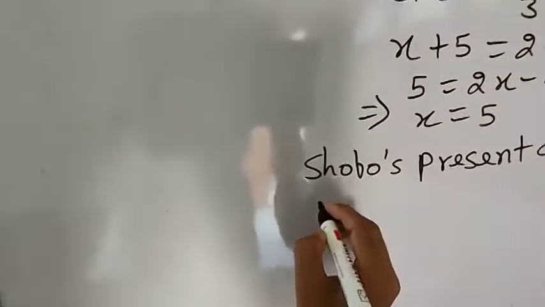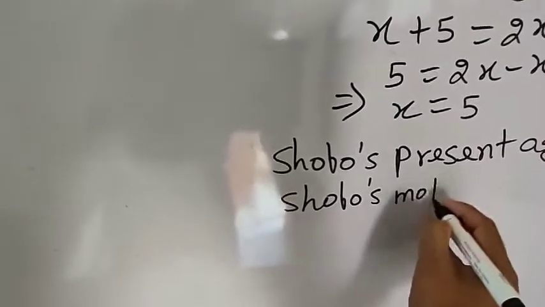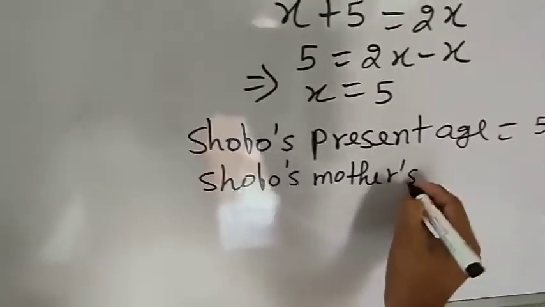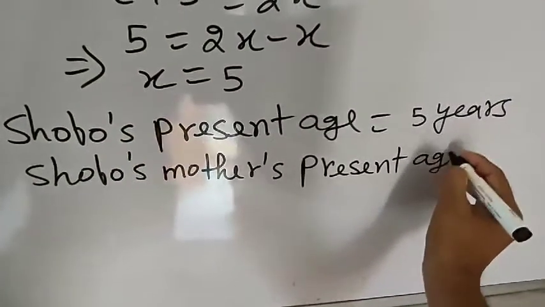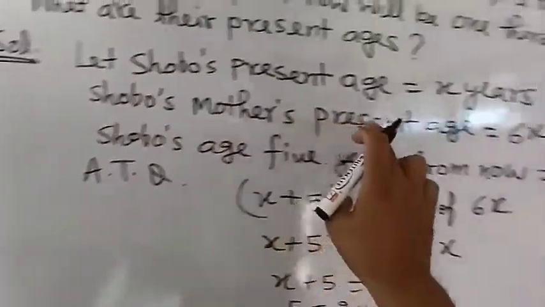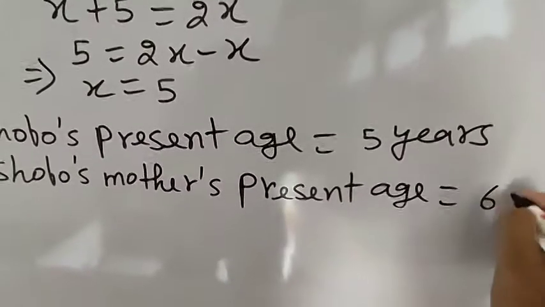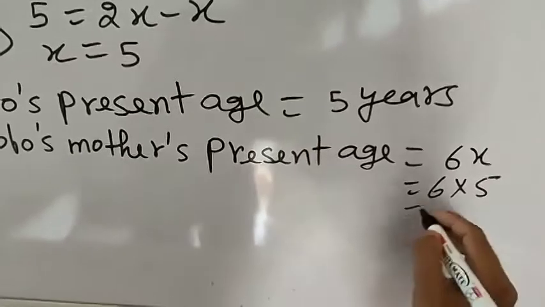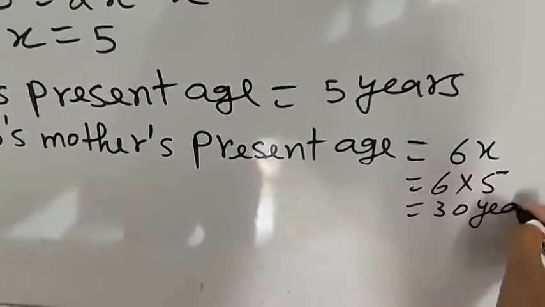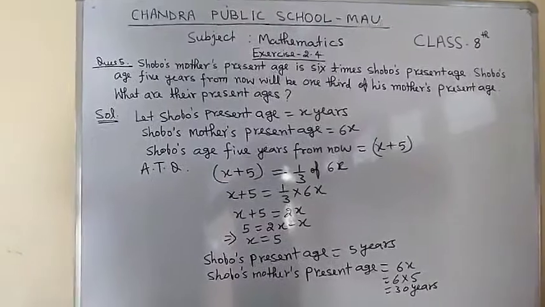And now suppose mother's present age. Suppose mother's present age equal to 6x. So that can be written as 6 into 5. The x value is 5. So that is equal to 30 years. So it is the complete solution of question number 5. So kindly write down the solution.